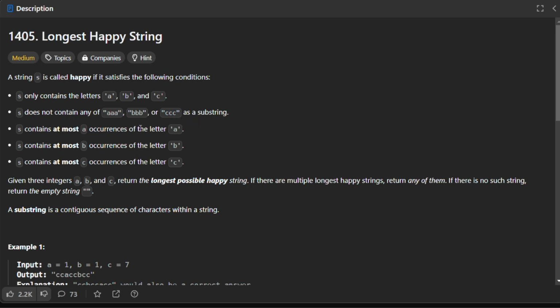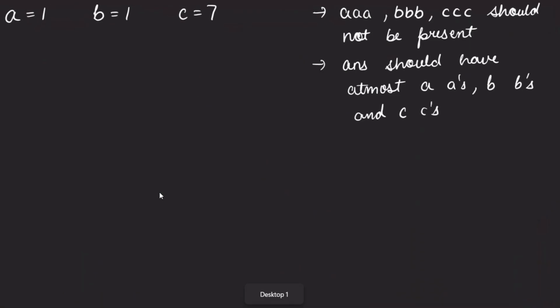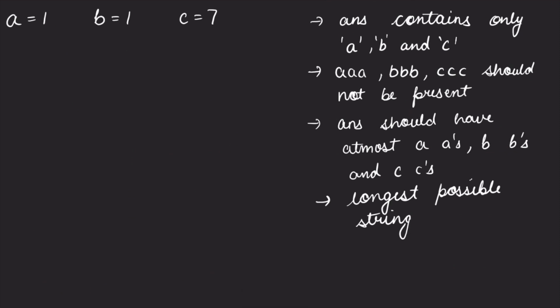S contains at most A occurrences of letter A, at most B occurrences of letter B, and at most C occurrences of letter C. Given three integers A, B, C, return the longest possible happy string. If there are multiple longest happy strings, return any of them. If there is no such string, then return the empty string. So what they are saying is that in the input, we are given three integers, right? The three integers are A, B, and C. You need to create the longest happy string.